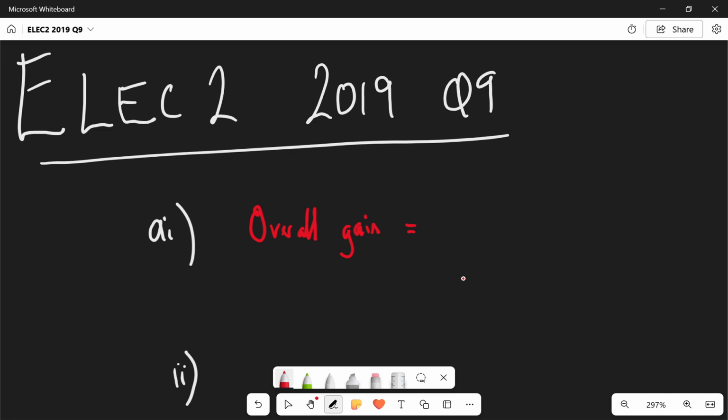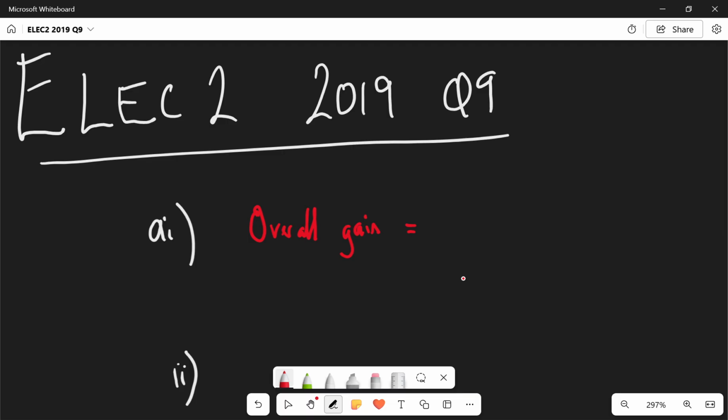ELEC2 2019 question 9. Okay, so for part A, digital data is transmitted to the head office of a bank from one of its branches via an optical fiber link. Amplifiers X and Y are used to boost the signal amplitude. So you've got a diagram with an input, we've got an amp X, we've got 25 kilometers of optical fiber, we've got amp Y, and then we should have an output, although the diagram says input.